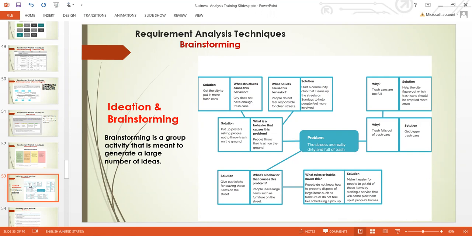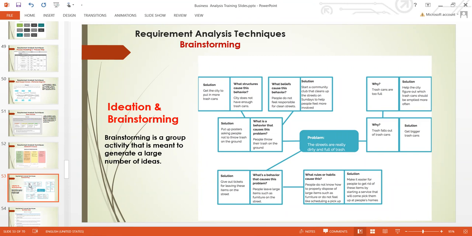Looking at this diagram, it is a product of brainstorming using ideation. Here the problem is the streets are really dirty and full of trash. For instance, if a local government authority hired you as a business analyst to solve this problem for them, that the street is very dirty and full of trash, so I say, what can you do? You can use brainstorming. We've already known the problem.